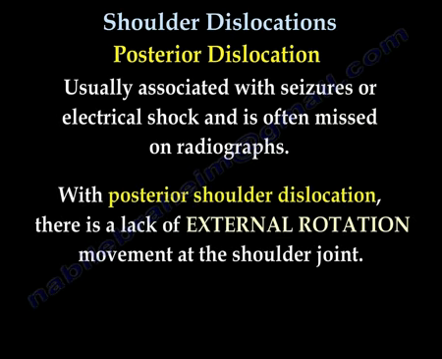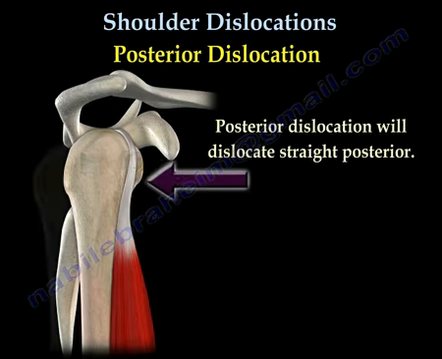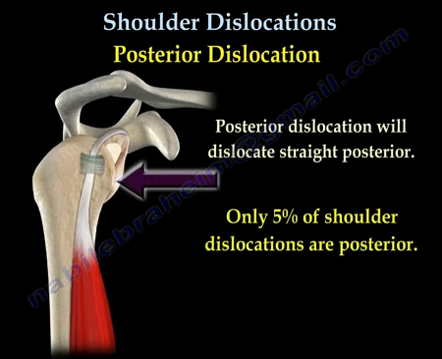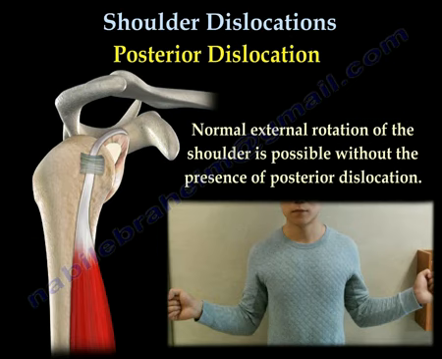With posterior dislocation of the shoulder, there is a lack of external rotation movement of the shoulder joint. Posterior dislocation will dislocate the humeral head posteriorly. Only 5% of shoulder dislocations are posterior. This is the normal external rotation of the shoulder without the presence of posterior dislocation.